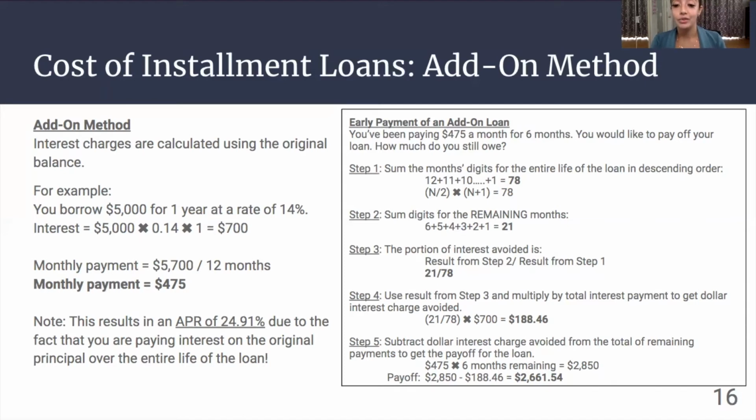21 over 78 times your $700 is going to give you $188.46. Now you can take this $188.46 and subtract it in step 5 from the total amount of your payments that you had remaining. So if you were to pay that $475 for the remaining 6 months, that would give you $2,850. You subtract the $188.46 from the $2,850, and then your payoff for this add-on loan is $2,661.54.